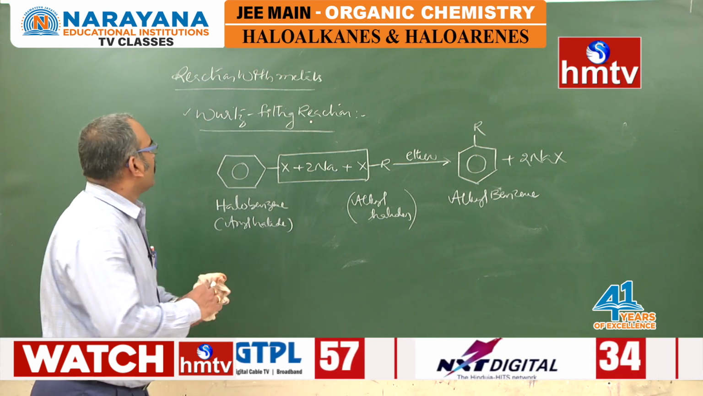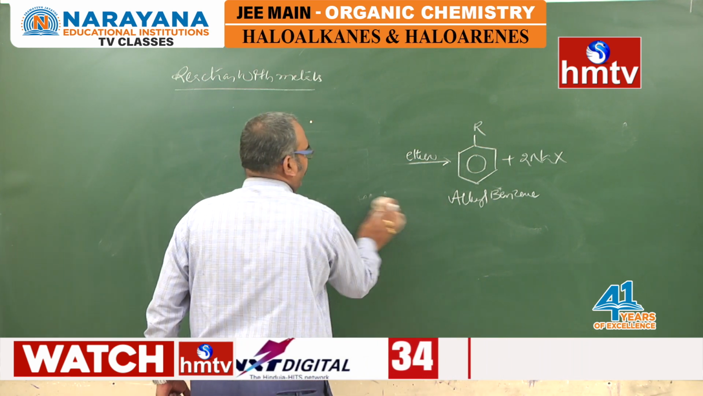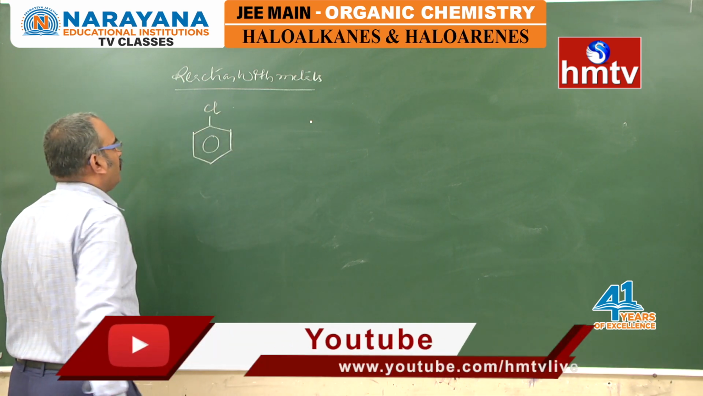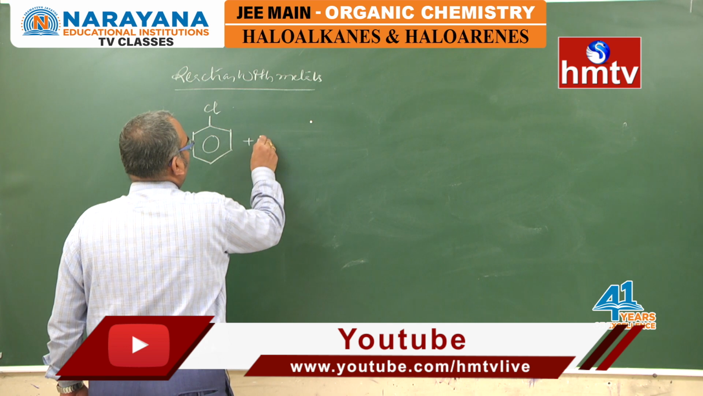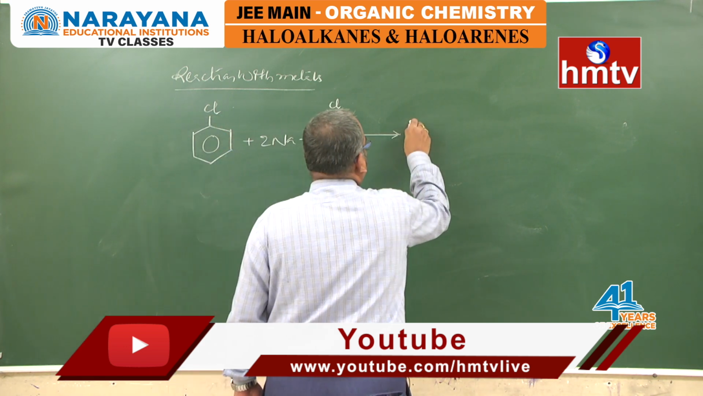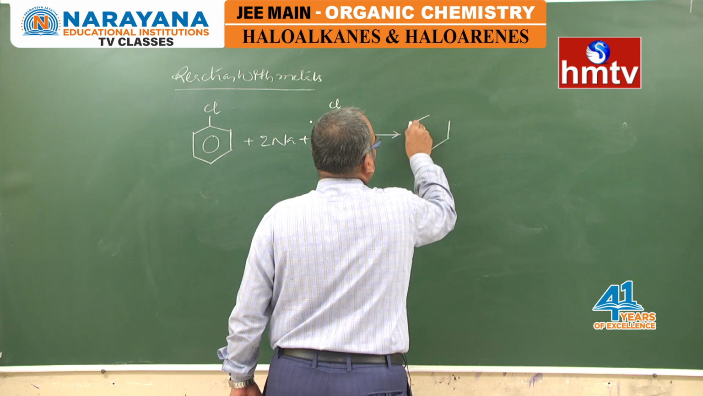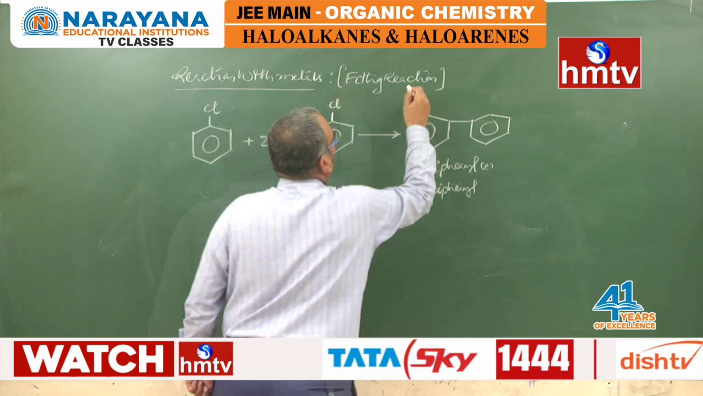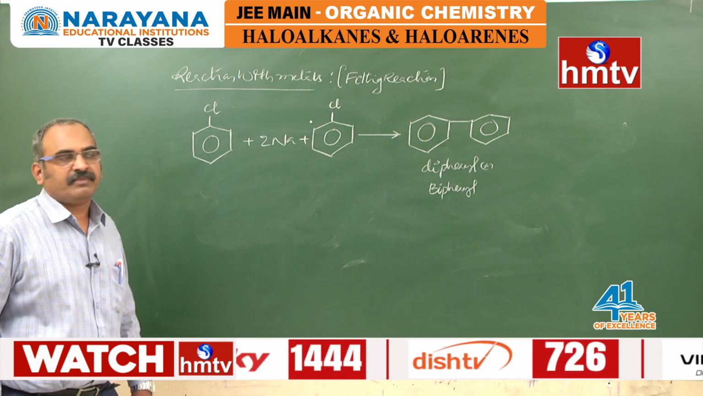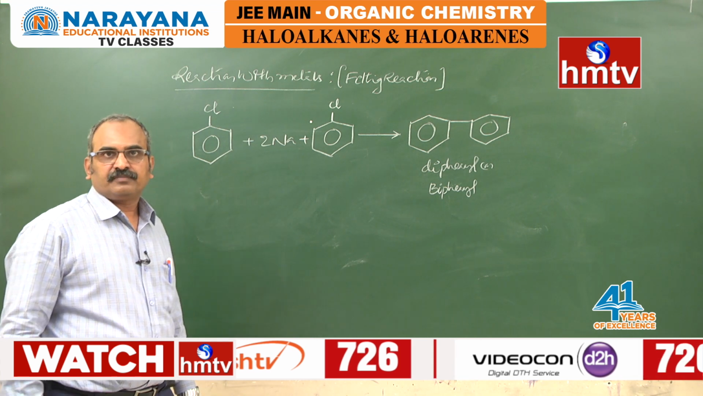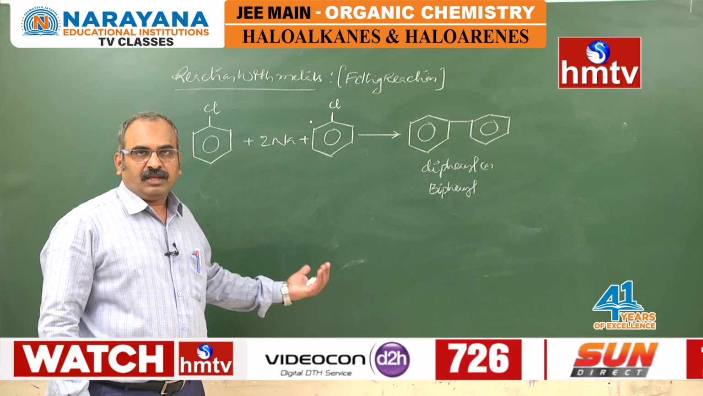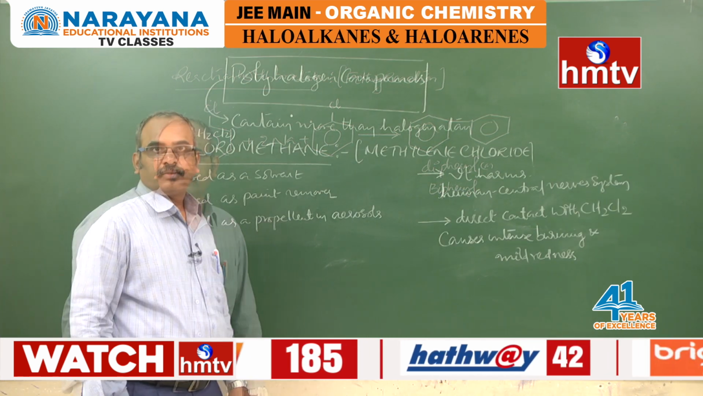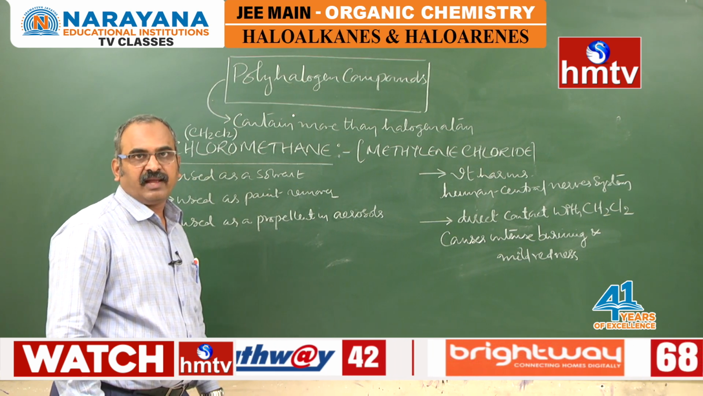Another one is Fittig reaction. In Fittig reaction, 2 moles of aryl halide, say chlorobenzene, is made to react with metallic sodium to give diphenyl or biphenyl. This reaction is called Fittig reaction. Both Wurtz-Fittig reaction and Fittig reaction have similarity with Wurtz reaction. So with this we have seen the reaction with metals. These are the important properties of aryl halides. Students, we have completed alkyl halides, aryl halides.